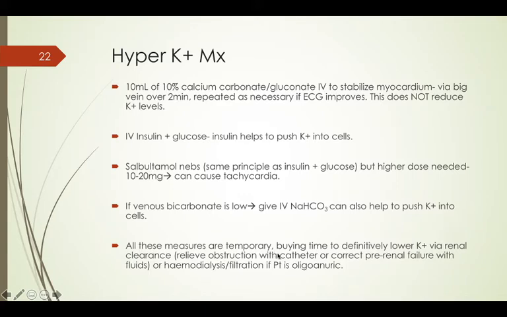Inevitably, you will lower the potassium via normal renal clearance once you sort out the underlying etiology, whether that be a post-renal obstruction being sorted out via catheter, or pre-renal failure, hypoperfusion of the kidneys due to dehydration, sorting that out with 0.9% normal saline fluid.